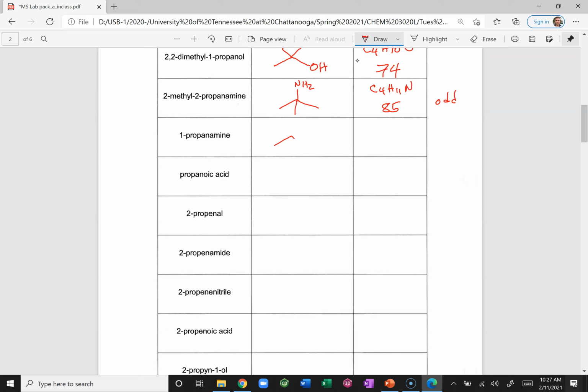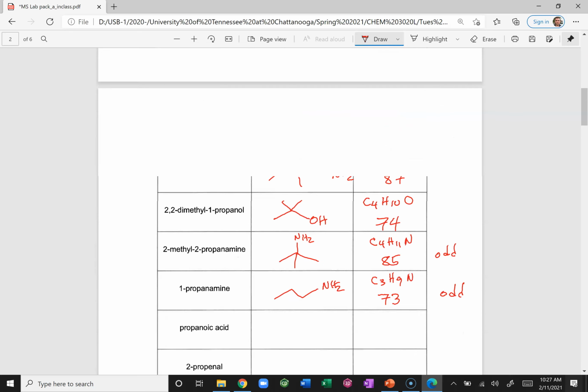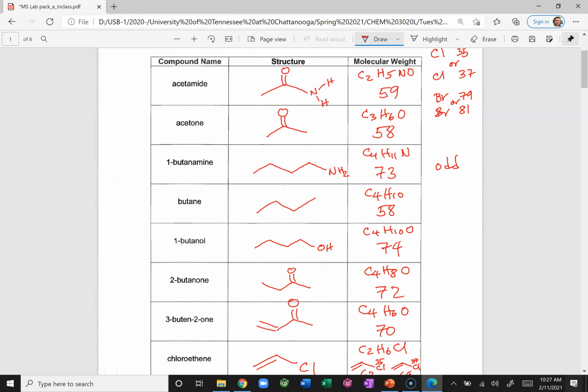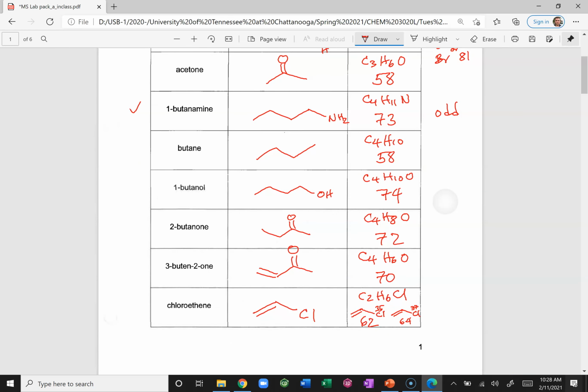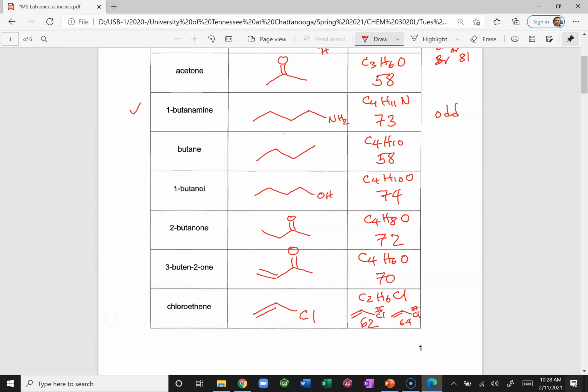1-propanamine. This is also going to be odd. C3H9N. That's a 73. This is odd. So if you have 73 there and a 73 here, those two will be competing. The next time you see an N plus that has a 73, right? So that's why it's more fun. That's why you have to then figure out which one of the two it is.